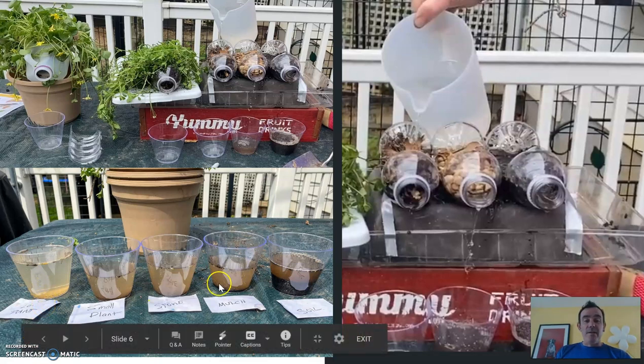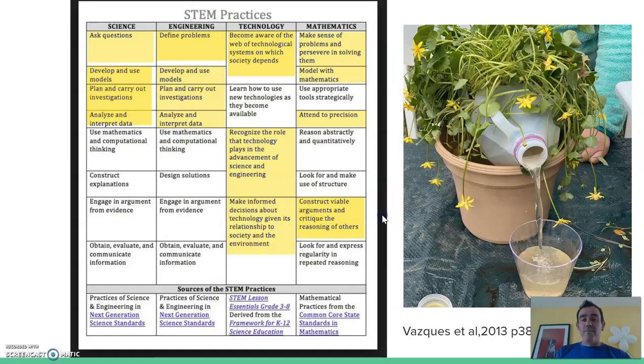I was saving these cups to let the sediment go to the bottom there, but unfortunately my dog had some different ideas and knocked a couple of those over. But moving forward, we start looking at the STEM practices.